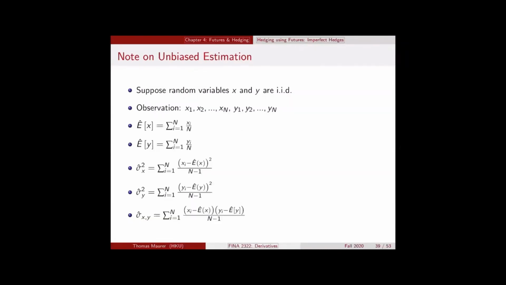Finally, on slide 39, I give you some formulas on how to estimate the variance and covariation between two random variables. So suppose you have data for variable X, so that might be the daily returns of the asset which you try to hedge. And then let's say we have variable Y, which are the daily returns on the futures contract. Then the expected daily return on X would be just the sum over all daily returns which you have divided by the number of daily observations which you have.